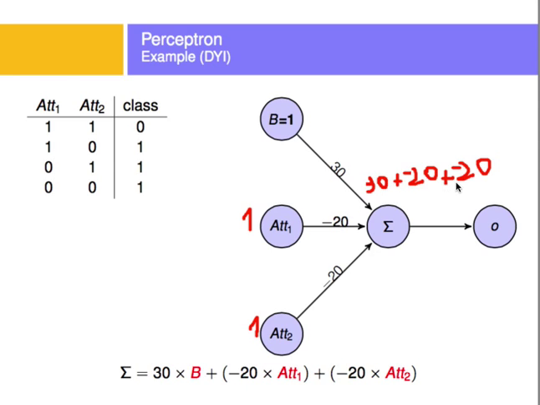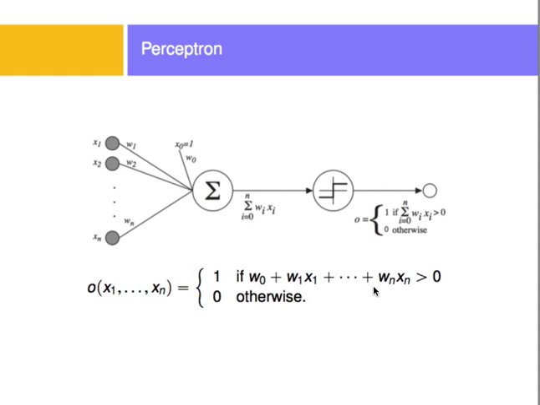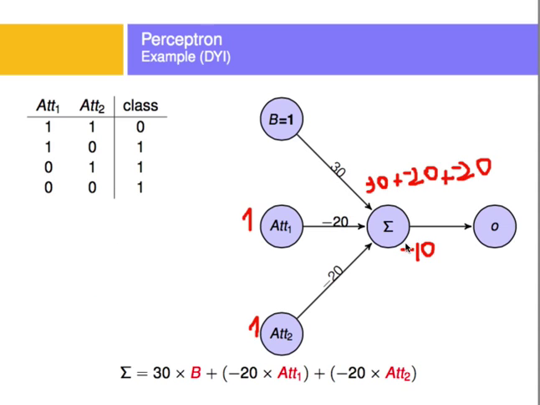The result here is negative 10. Okay? The result is negative 10. So this sigma here is negative 10. Now, negative 10, if we go to our previous slides here, the rule says that if the sum is not greater than 0, my output is going to be just the number 0. So my output is 0. Okay? And we have it. 1, 1 outputs a 0. Exactly this example. 1, 1 outputs a 0.